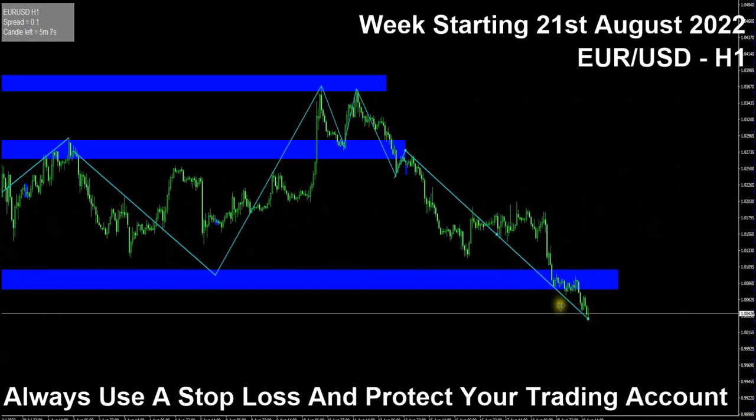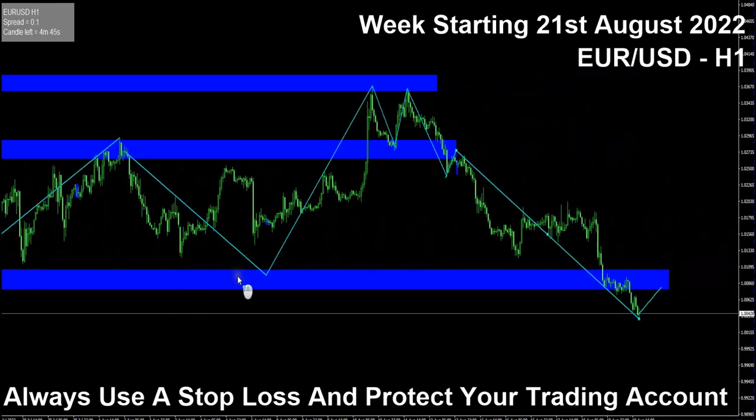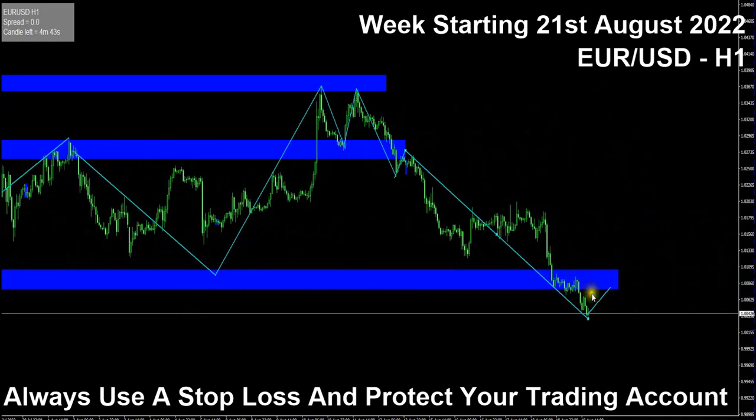What I want it to do is to come back up into this area. I want to see price stalling just like it did here, just like it stalled around here on this level and here again. We want to see price stalling on this area, and then we want to see it just continue on its merry way down.